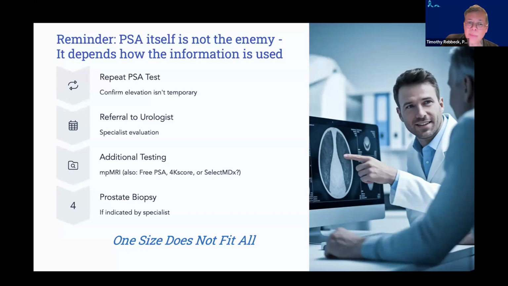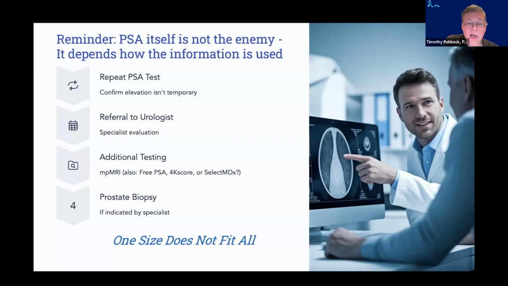But it might mean that you need to repeat the PSA test to confirm that the elevation isn't temporary. You might know that someone has prostatitis or an injury or something like that. If you have an elevated PSA, that doesn't mean you should go right to biopsy. It means you should make sure that PSA is indeed chronically elevated.